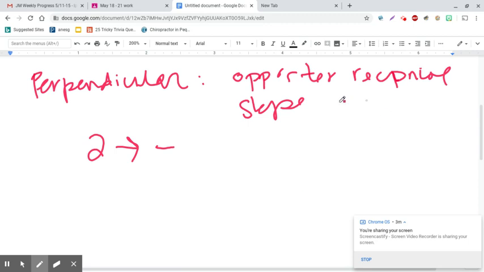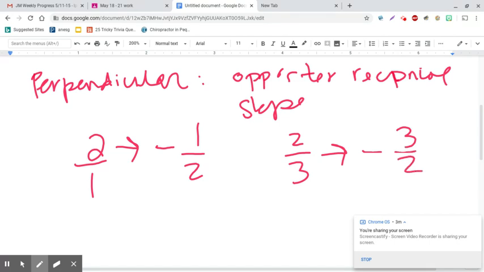Now, it's the reciprocal. 2 would be 2 over 1. The reciprocal would be flipped, so it'd be 1 over 2. So the opposite reciprocal of 2 is negative 1/2. What about 2/3? The opposite reciprocal, well, it's positive, so it's going to be negative. The reciprocal would be flipped, so it'd be negative 3/2. Okay? So anytime we have two lines that have an opposite reciprocal slope, they're perpendicular.